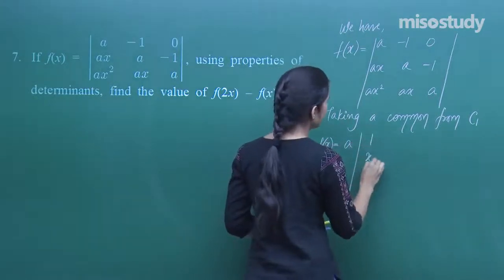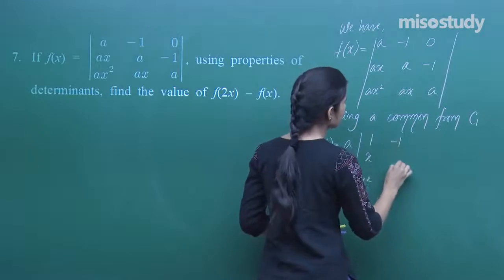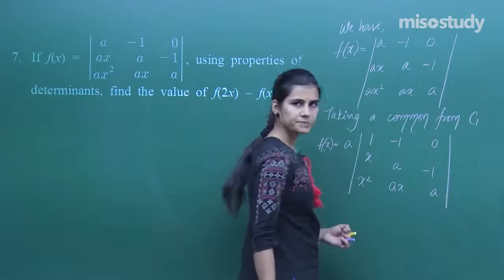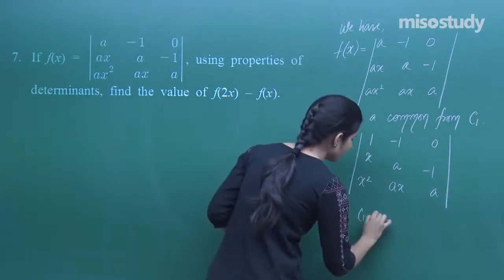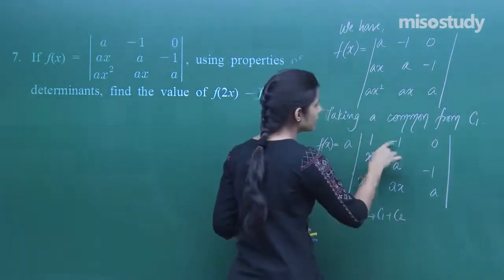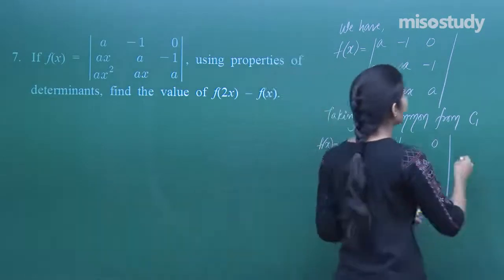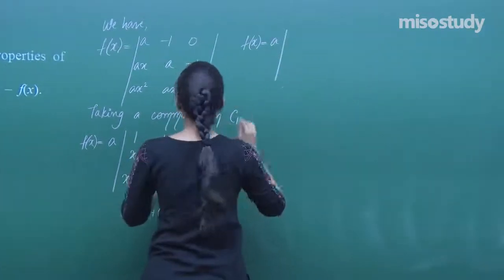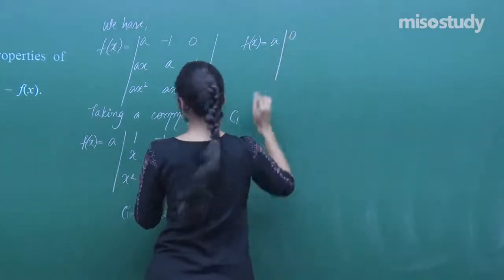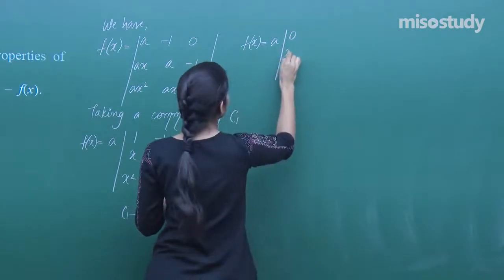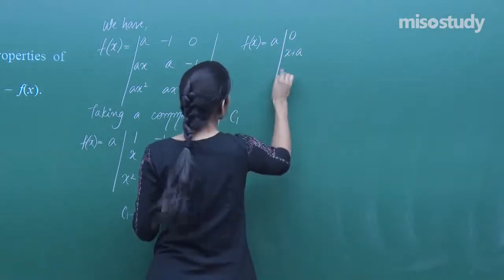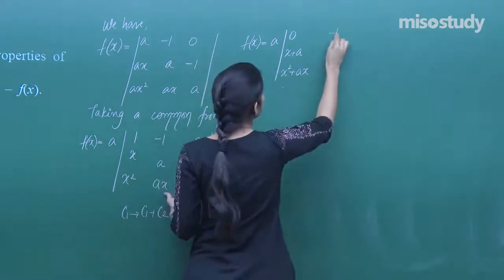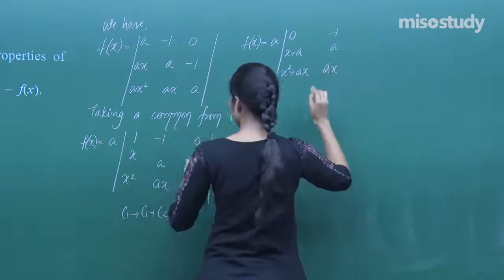you have f(x) is equal to a common. Now you have 1, x, x square; minus 1, a, ax; 0, minus 1, a. Now I am saying column 1 goes to column 1 plus column 2, so that 1 minus 1 gives me 0 over here and I get a simplified f of x. So a is outside, 1 plus minus 1 is 0, x plus a, I am adding column 1 and column 2, x square plus ax. Then it is minus 1, a, ax, 0, minus 1, a.